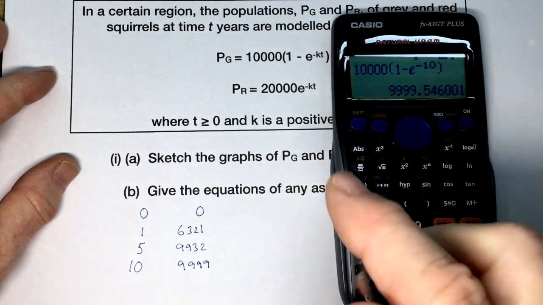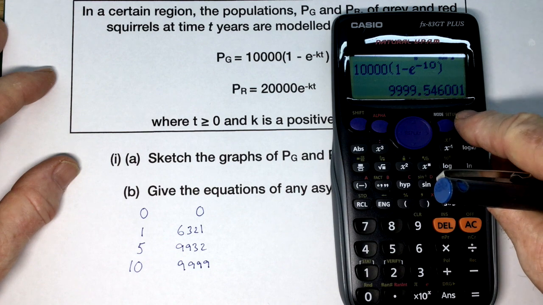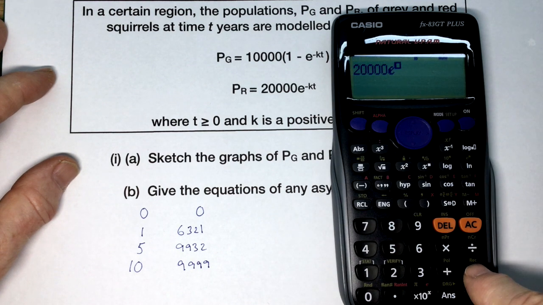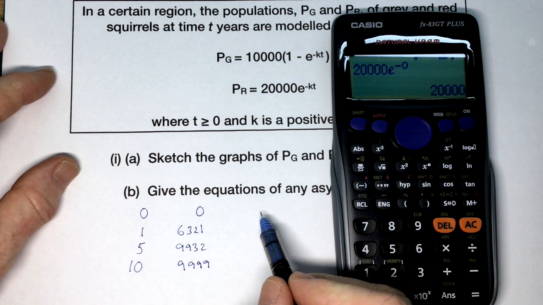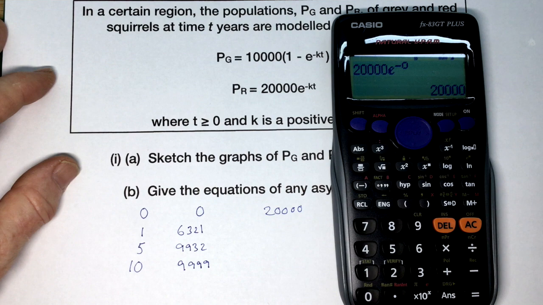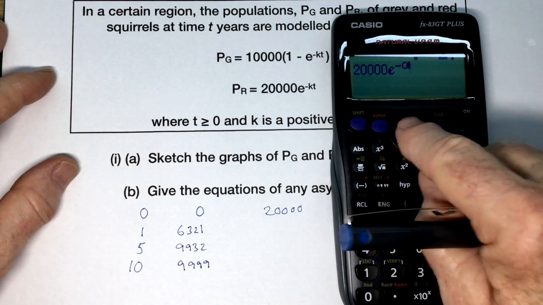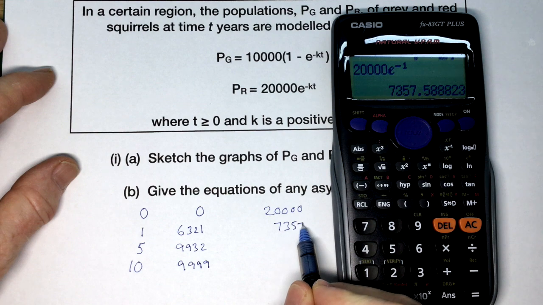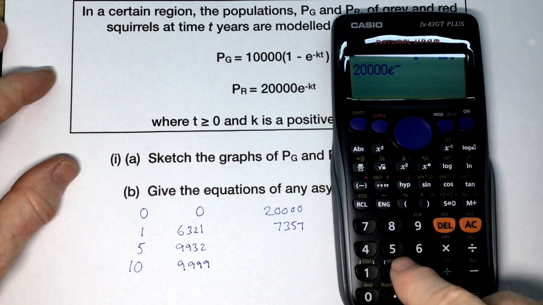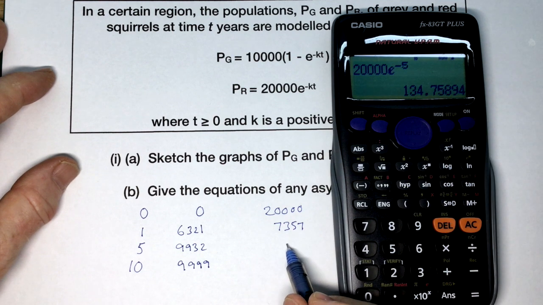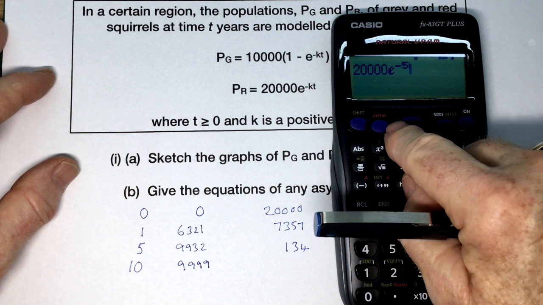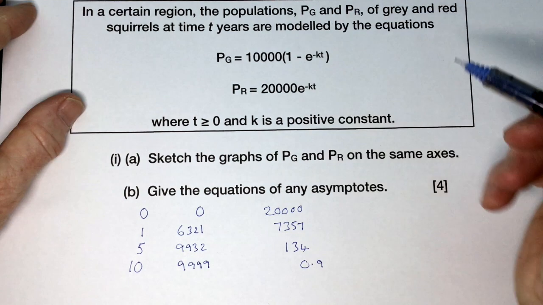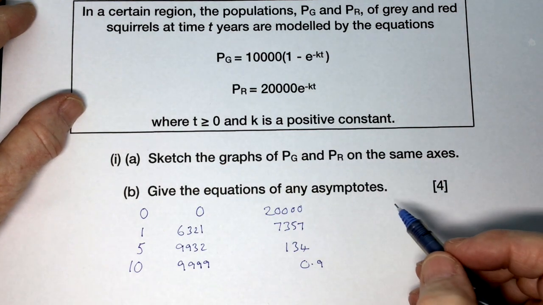Let's try the same with the red squirrels. So we'll clear this, and we'll put 20,000 e to the minus 0. That's the 20,000 we're starting with. Okay, so now we're going to go back, delete, and we're going to put 1, and that's now 7,357. Let's go back and put 5, and that's now just 134. Now let's go back and put 10, and that is 0.9.